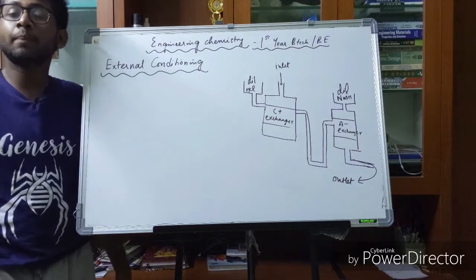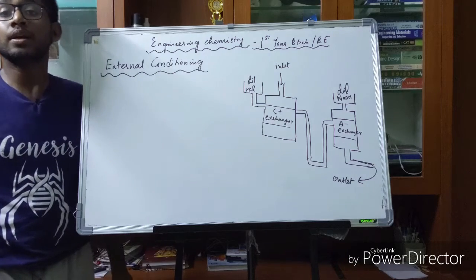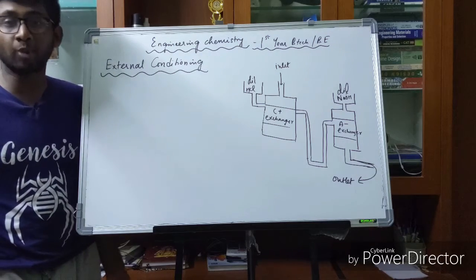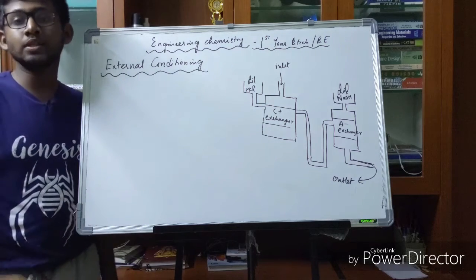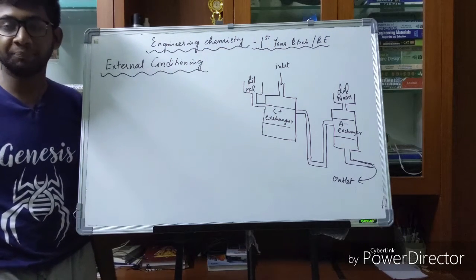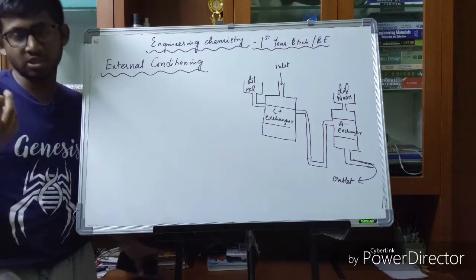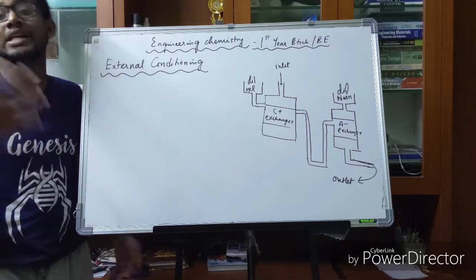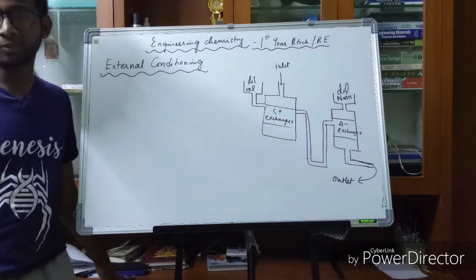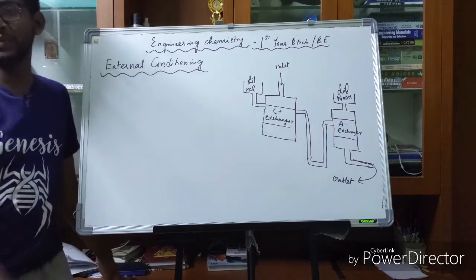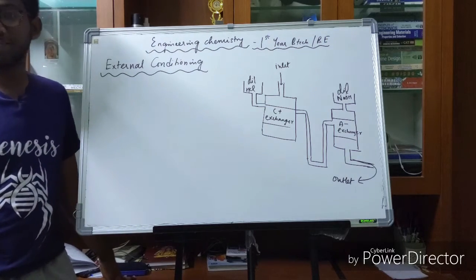External conditioning is used for the partial removal of hardness causing salts, which are responsible for scale formation in boilers. That is just partial removal. The complete removal of such salts is done by internal conditioning. External conditioning involves two types of process. One is the zeolite process, which we discussed in the previous video, and the next one is the ion exchange process.